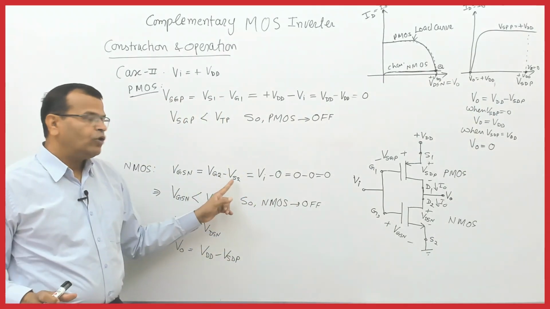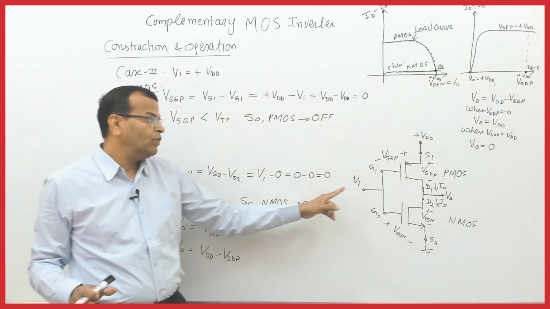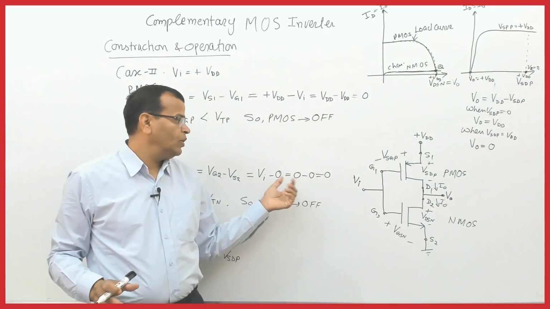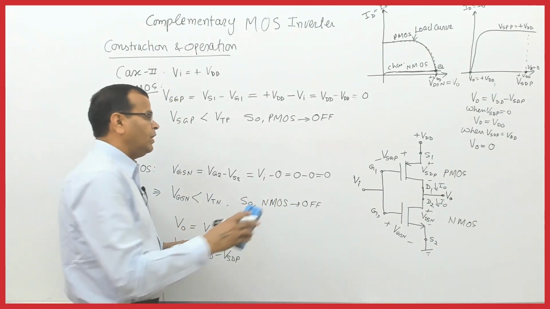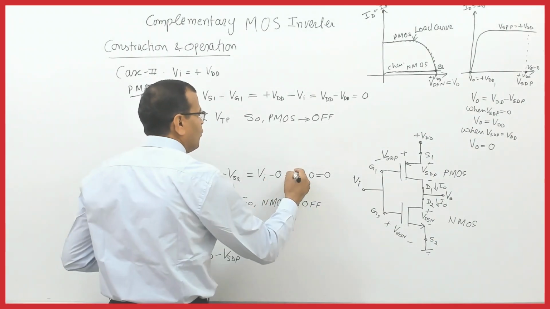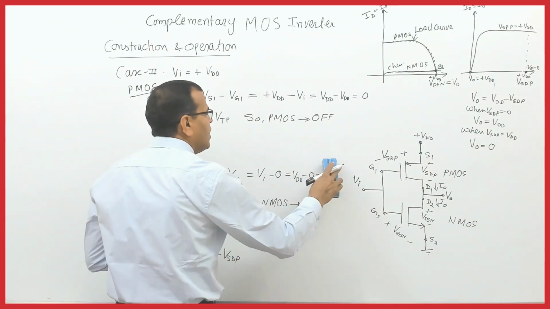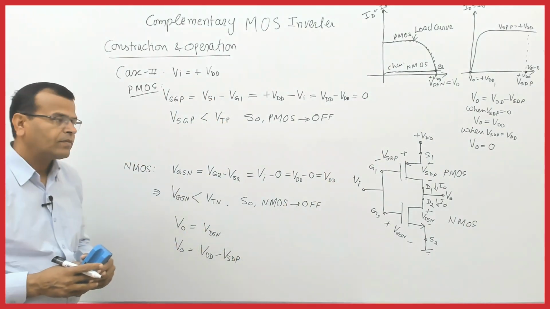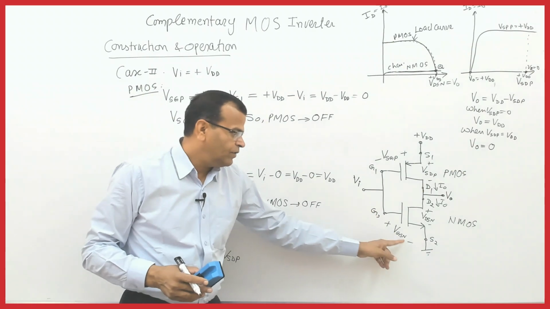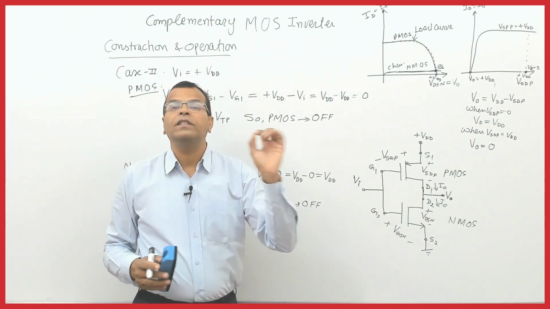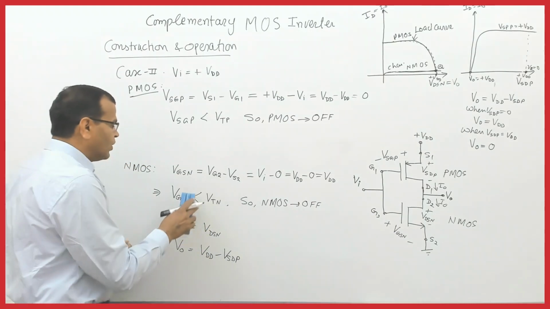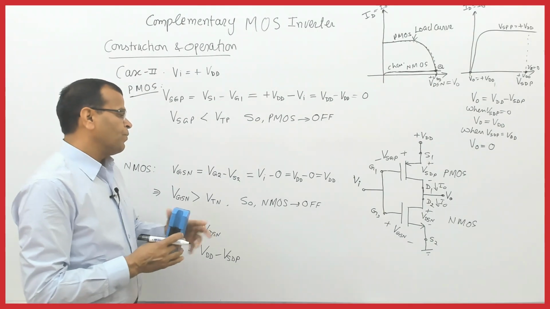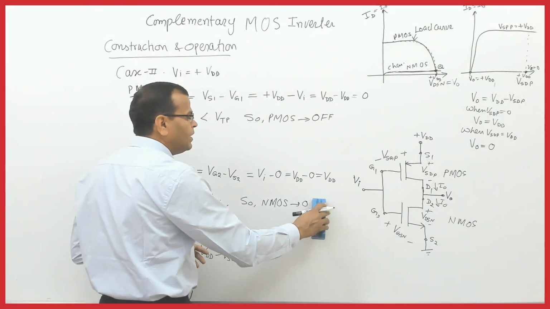VGSN is VG2 minus VS2. VG2 is what? VI. VI minus what is S2? 0. So VI minus 0. But VI here is what? VI here is VDD. And when it is VDD minus 0, it must be equal to VDD. So this voltage is VDD, VGSN is VDD, which is definitely more than the threshold voltage. And if it is more than the threshold voltage, your NMOS must be on.